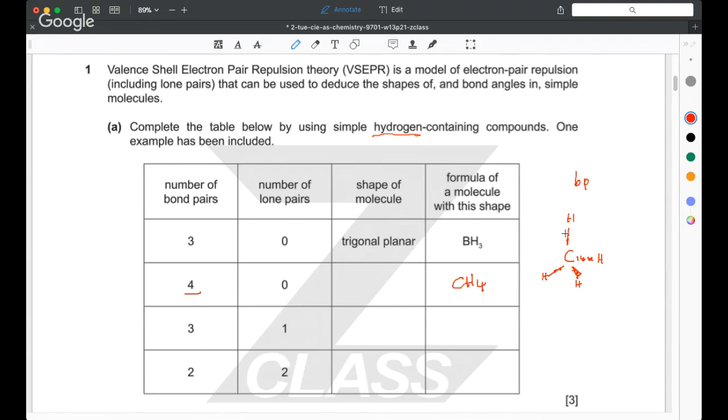And they arrange themselves in space to minimize the repulsion between them. And when they do that, they adopt this shape in 3 dimensions, which is tetrahedral. And the bond angle there in a symmetrical tetrahedral shape is 109.5 degrees. And so that shape, you have to just fill it in here, is the tetrahedral shape.